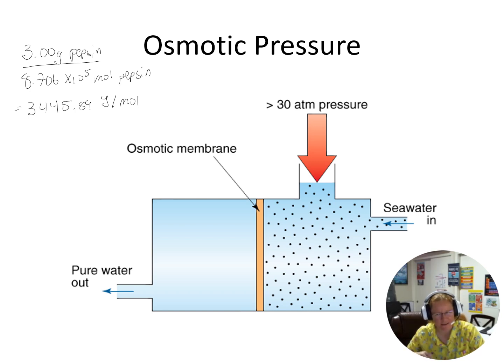This has some interesting problems though, because one, it's pretty energy intensive, and two, once they push all the pure water out on the other side, they're left with a highly concentrated brine on the seawater side. And what do you do with that? Can you put it right back in the ocean? Probably not, because that would mess up the balance that's in the ocean. So it's a method. It's got some issues that need to be worked out before it can be used on a larger scale. So these are our properties of solutions.